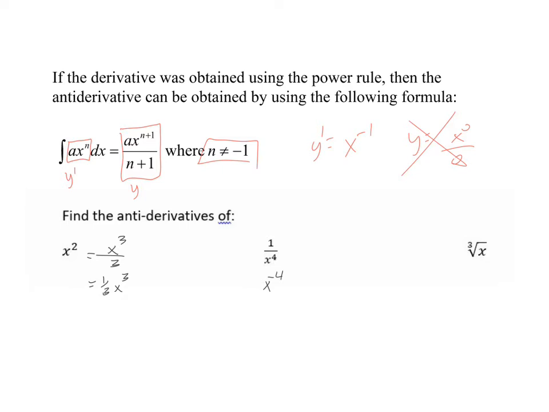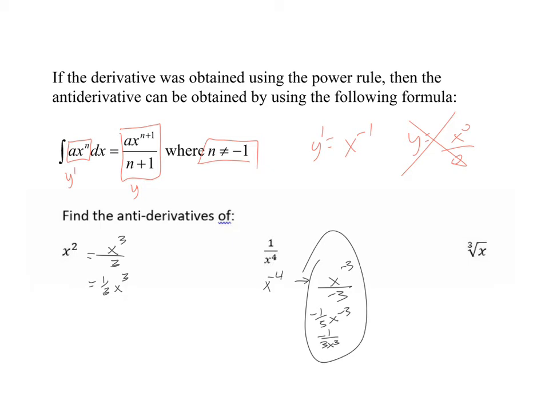Okay, for the second example, change it to a negative power to start with. So we'd have x to the negative 4. Now our antiderivative would be raise the power to negative 3 and divide by negative 3. Again, we could write that as a fraction if we want, negative 1/3 x to the negative 3, or we could even write it as 1/3x to the positive 3. So all three of those would be acceptable.